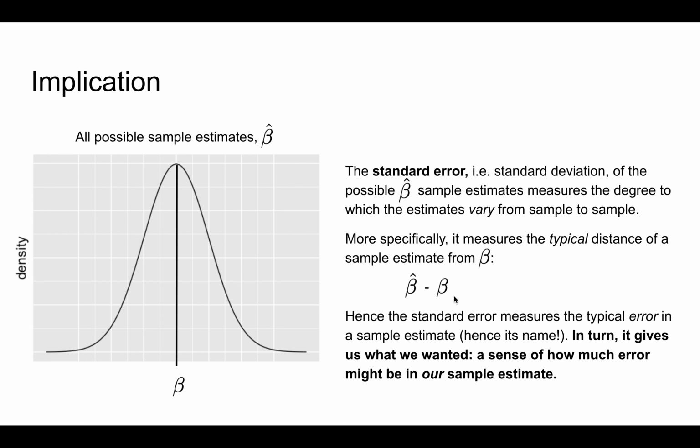Thinking about it that way then, the standard error of beta hat actually measures the typical error in a sample estimate, hence why we call the standard deviation a standard error in the first place. In turn then, the standard error gives us what we wanted all along. It gives us a sense of how much error might be in our sample estimate.